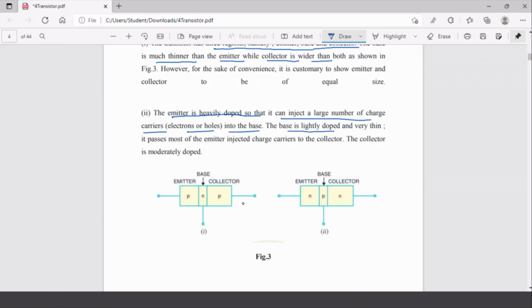Similarly, base is very lightly doped and very thin, because the main aim is to transfer these charges from the emitter to the collector. Base is actually a layer which is only used for controlling the transfer of charge carriers from emitter to collector. So base is very lightly doped and very thin, as it passes most of the emitter injected charge carriers to the collector. And the third one is the collector, which is moderately doped. Even though it is largest, it is moderately doped.